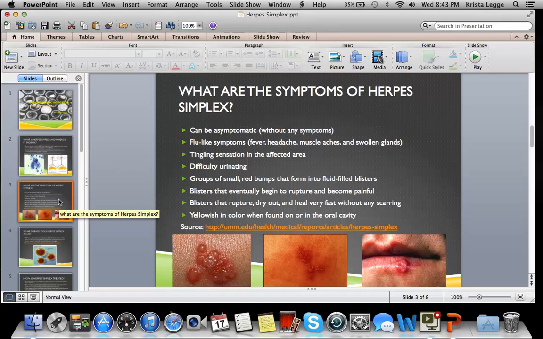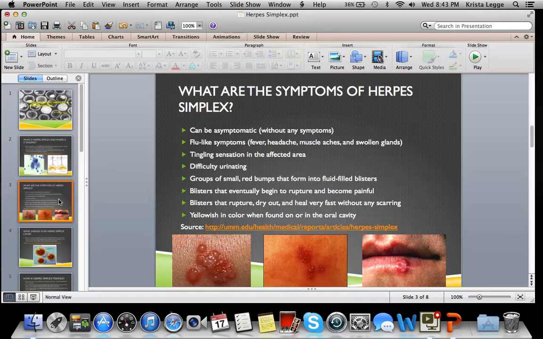What are the symptoms of herpes simplex? Herpes simplex is a virus that can be asymptomatic, mainly because the symptoms don't really show up until your first outbreak, which takes a few weeks after you contract the disease, or the person may simply believe that it's just a rash that they're used to getting and not pay any attention to it.